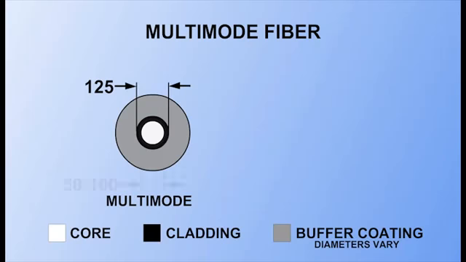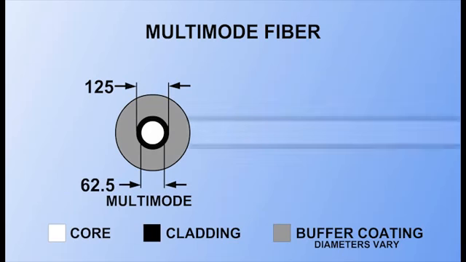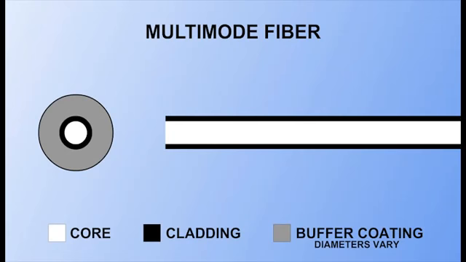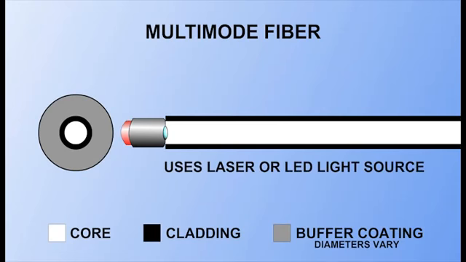Multimode fiber has a larger core diameter of 50 to 100 microns. The most commonly used sizes are 50 or 62.5 microns in diameter. Multimode fiber can use either laser or LED light sources. The larger numerical aperture allows light waves to enter the core at a variety of angles.